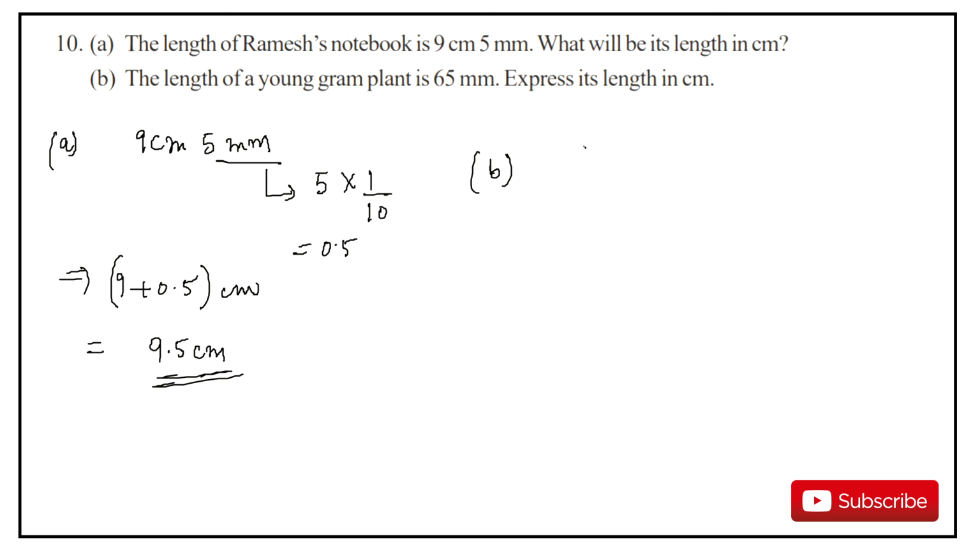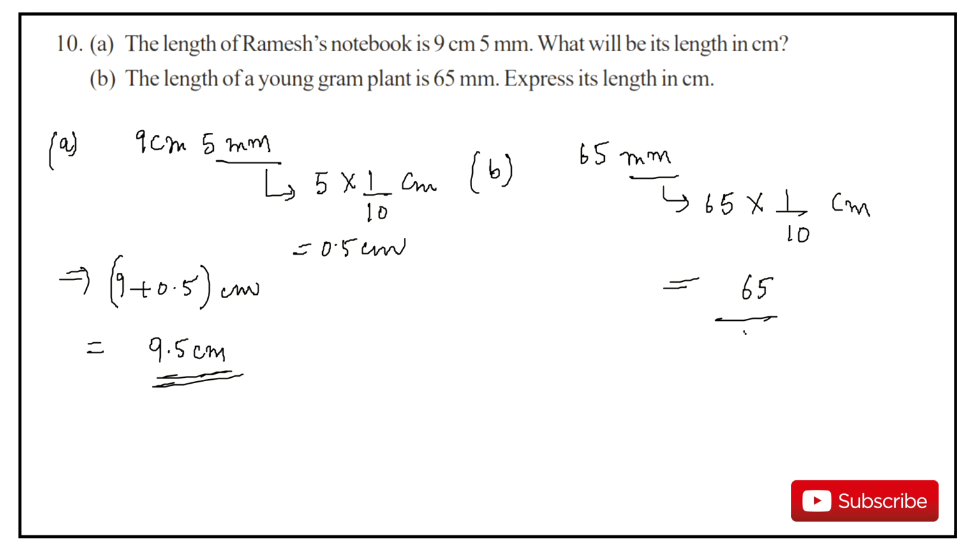Same, 65 millimeter length of young gram plant. Gram is, you can say, a plant, green chholiya. So we will convert millimeter to centimeter: 65 multiplied by 1 by 10 centimeter. So that is 65 upon 10 centimeter, which is equal to 6.5 centimeter. This is the answer for the A part.